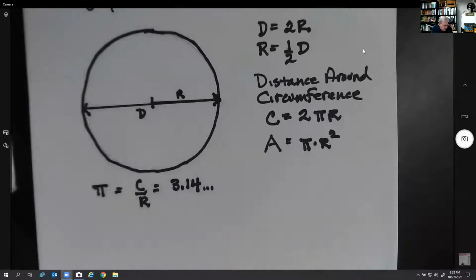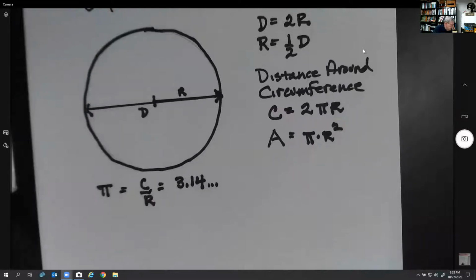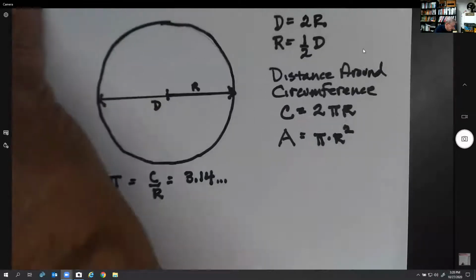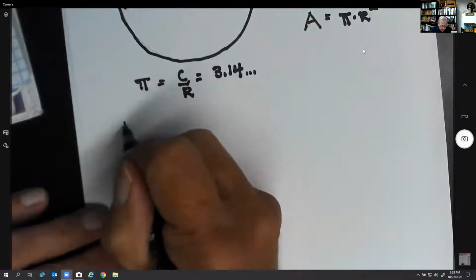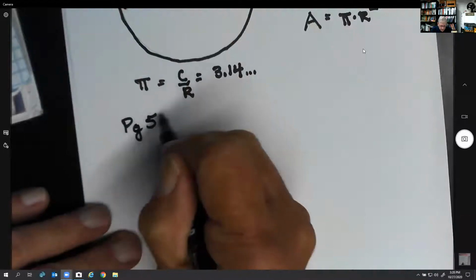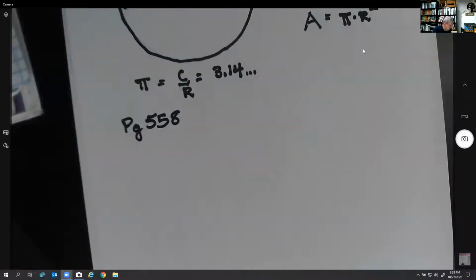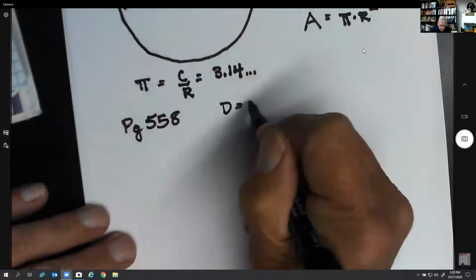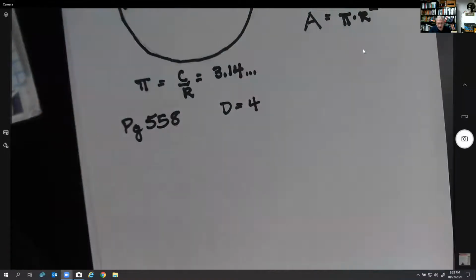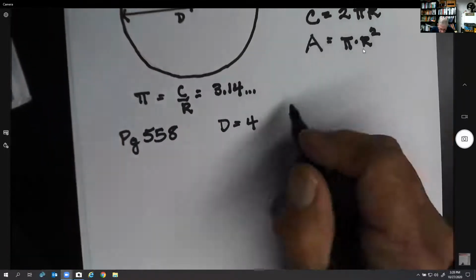So we're going to take a look at our book and see if we can try to do some of these examples and calculate them out. Starting on page 558, the first question says you have a diameter of 4.0, and it wants to know what is the radius and the circumference. The diameter is 4. We just put it as 4. And it wants to know the radius. Well, the radius would be half.